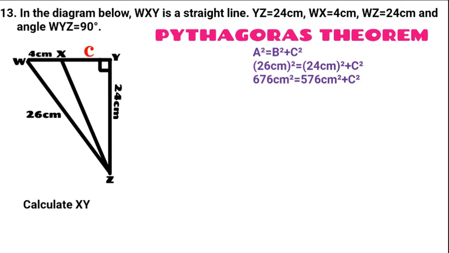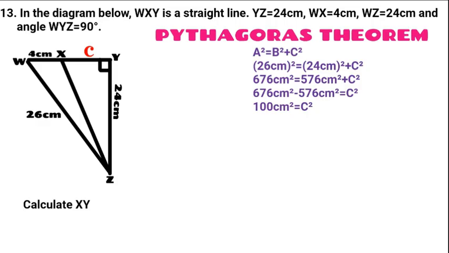Okay, at this stage I'm going to put like terms together. So I'm going to write 676 centimeters squared. Then 576 centimeters squared comes over where there is 676. When it crosses the equal sign, it's going to become minus, which will be equal to c squared. So the difference we'll find is equal to c squared. When you subtract 576 from 676, you're going to get 100 centimeters squared. Okay, now 100 centimeters squared is equal to c squared.